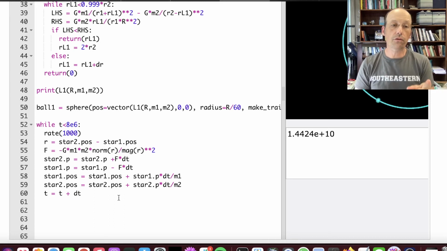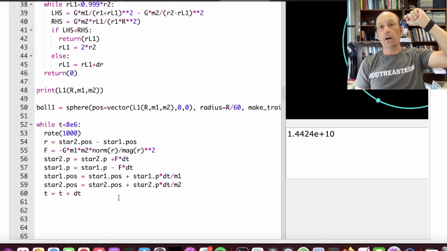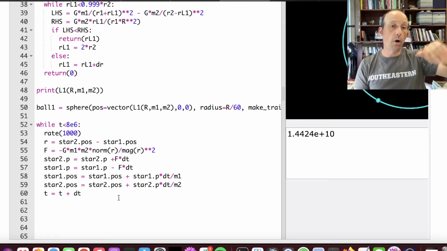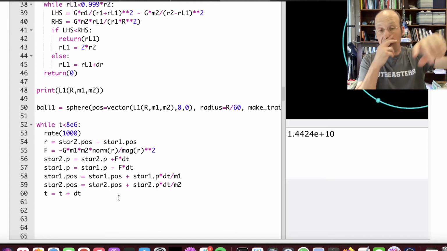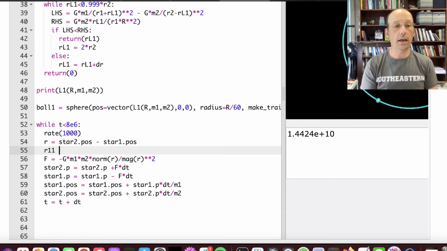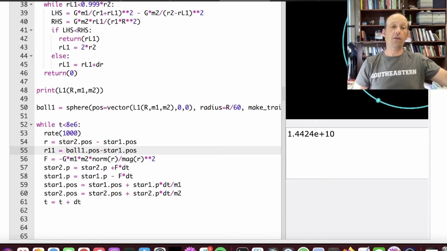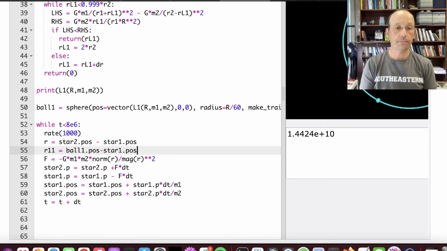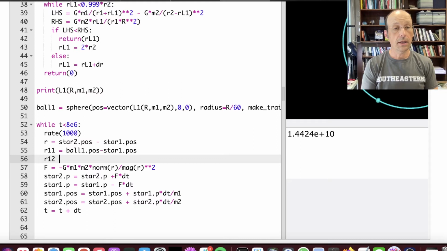the gravitational force on ball 1. So that means I need to find the vector R11 from star 1 to the point, and then from star 2 to the other point, so I can calculate the forces. I'm going to leave this stuff as it is, but I'm going to go up here and say R11 is ball1.pos minus star1.pos. So that's the vector from star 1 to ball 1. R12 is equal to ball1.pos minus star2.pos.